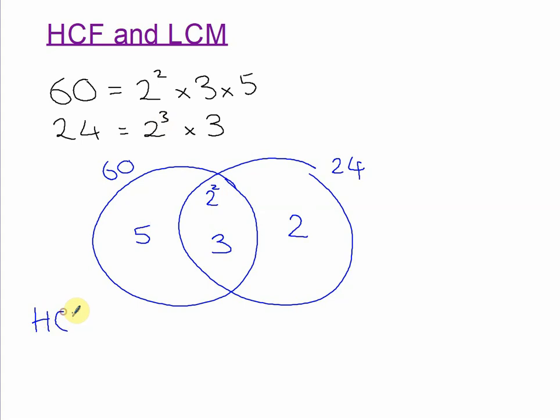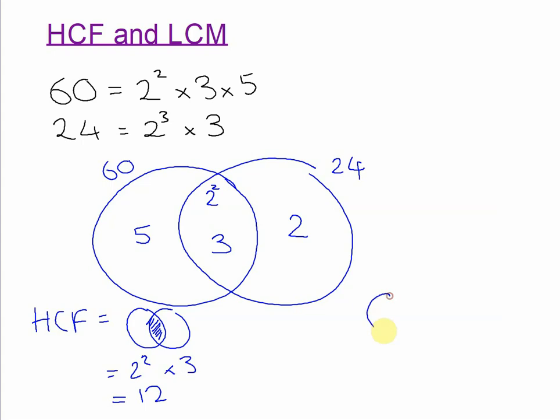So the next bit is really simple. So the highest common factor. Now factors are smaller than the numbers we start off with. So the smallest bit is this overlap. So what we're going to do for the highest common factor, we look at this overlap and we multiply everything together. So 4 times 3 is 12. So 12 is the highest factor of 60 and 24. You could have listed all of the factors and looked at that, but when these numbers get large, you often miss them, so it's easier to do with the prime decomposition and a Venn.